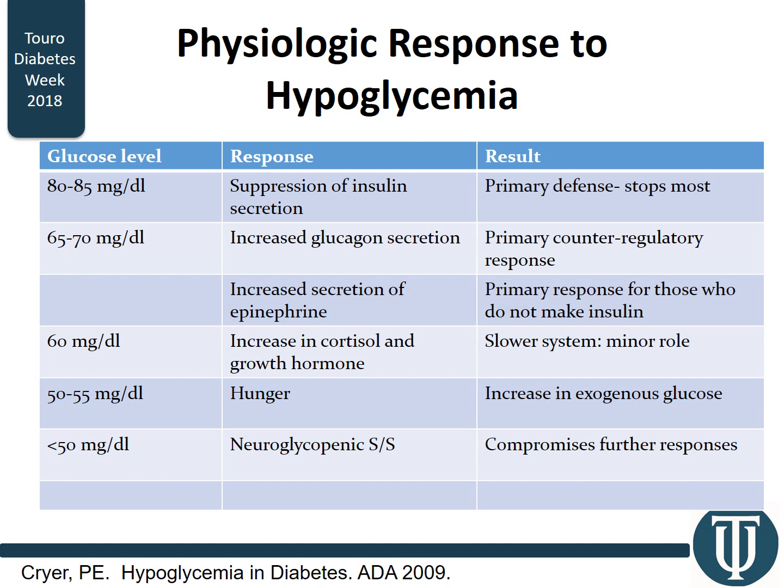So, the five levels of defense. The primary level of defense is suppression of insulin secretion. The second layer of defense is increased glucagon secretion. Remember, this does the lion's share of the work. However, if you go beyond that, you go to your third layer of defense, which is epinephrine. The fourth layer of defense is cortisol and growth hormone. And your fifth layer of defense is hunger. Because of this, we really are able to prevent severe hypoglycemia.